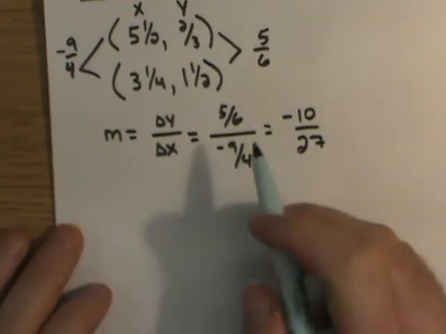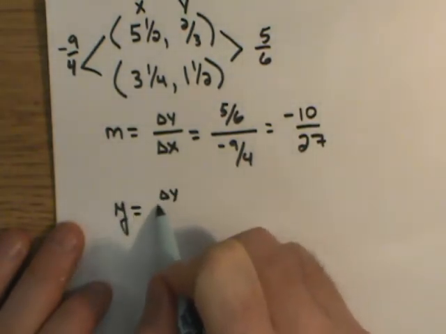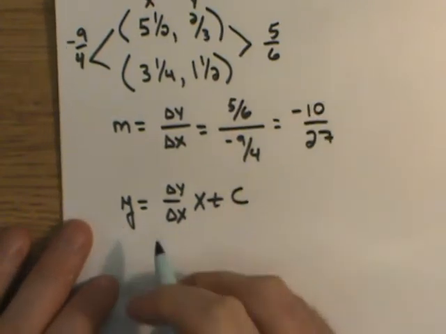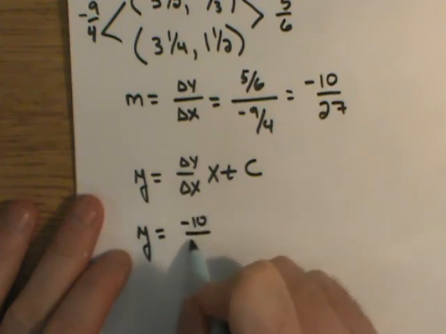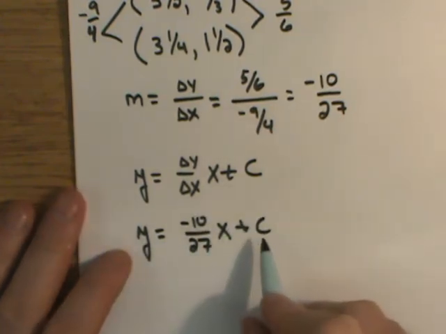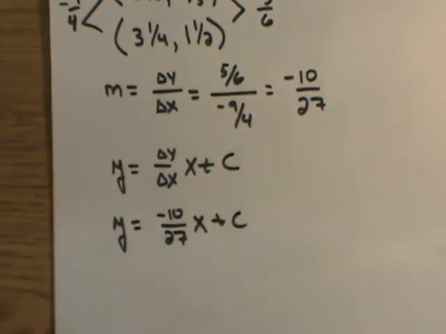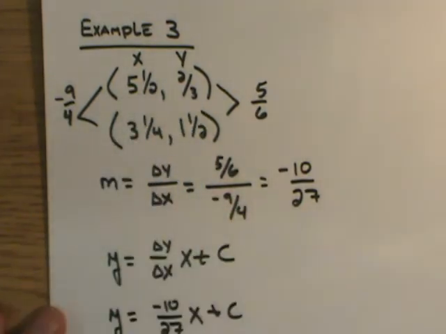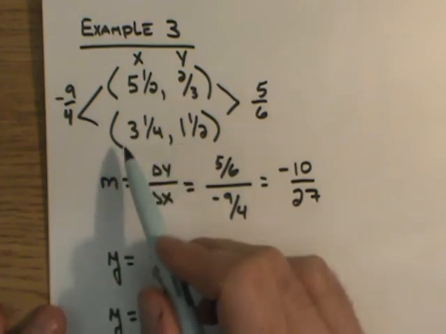So once I have a slope, I can say y equals delta y over delta x, x plus c. I can plug this in. I'm half done. Negative 10/27 x plus c. I have a slope. I just have to find an intercept. The intercept may not be a very nice value, but that's life. We're going to look at one of these points, decide which set we want to plug in here. I think I'm going to go with the second set. You can't choose wrong, just choose a set.